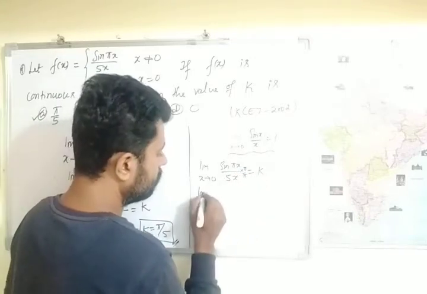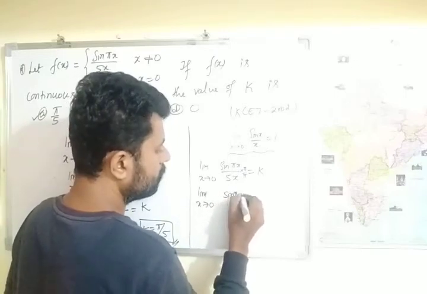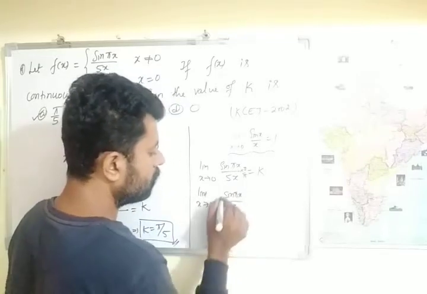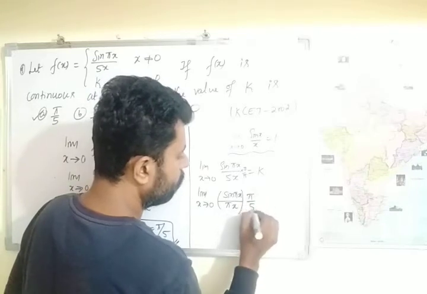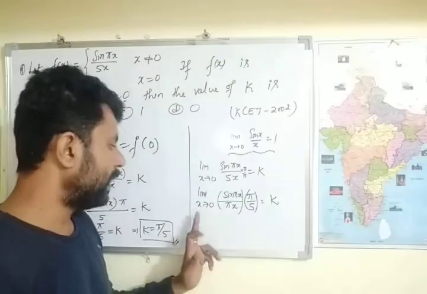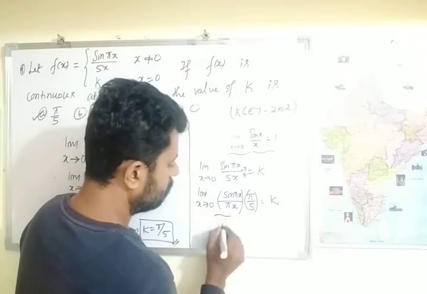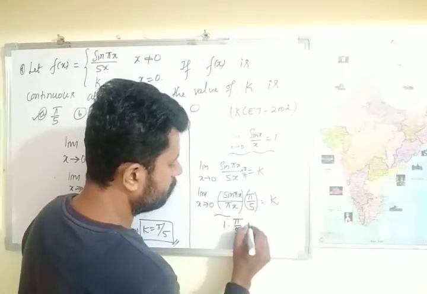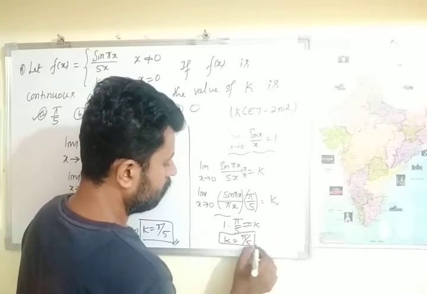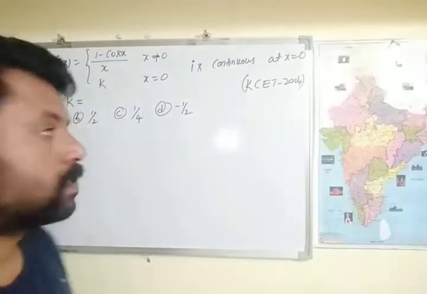Therefore this result can be written as limit x tends to 0, sine pi x, denominator here 5x into pi. I write this result as pi x, and the remaining value is pi by 5 separately, into k. Now apply limit x approaches to 0. Here we get this result is 1. See, this result is 1 into pi by 5 is equals to k. K is equals to pi by 5. Here also we get the same answer. Option A is correct.